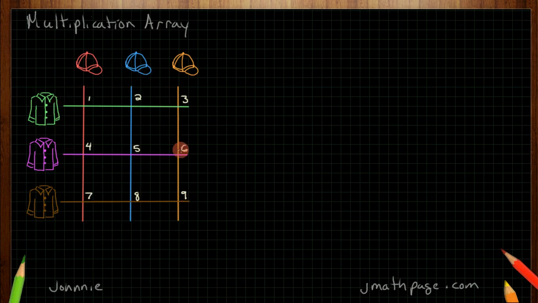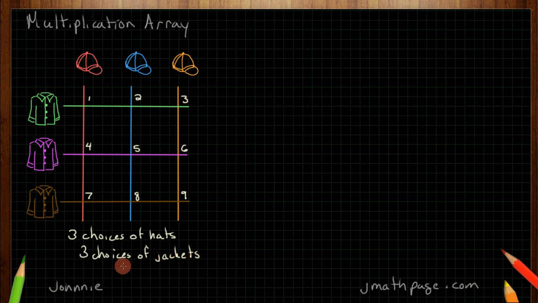So this is an array that tells us information about the choices we have with hats and jackets. Let's think about it in terms of multiplication now. One way we can think about this is that we can think about the number of choices we have. So in terms of columns, we have 3 columns of choices. So we can say we have 3 choices of hats compared to the rows, which are 3 choices of jackets, right? 3 choices of jackets.